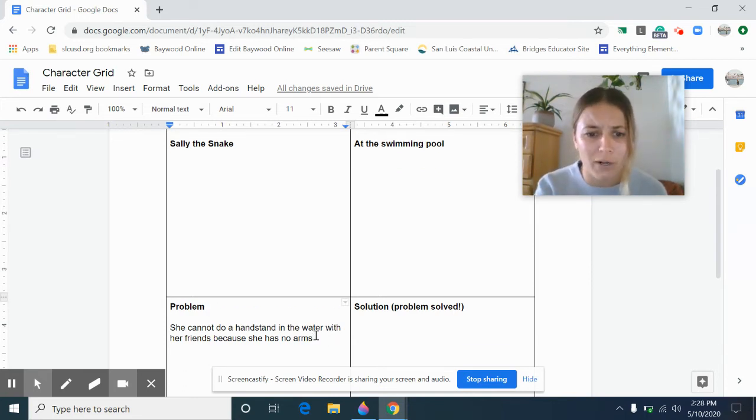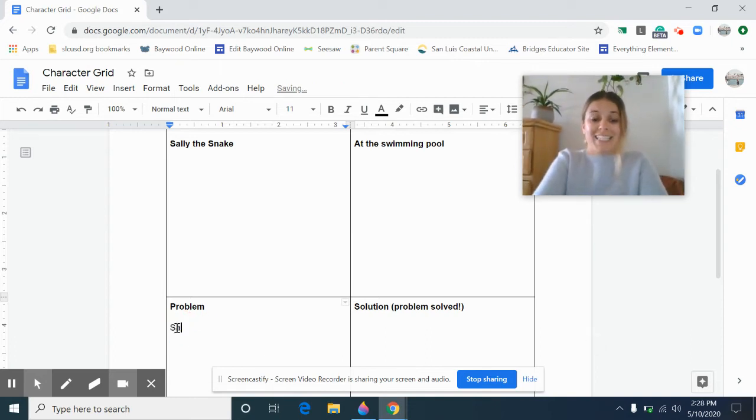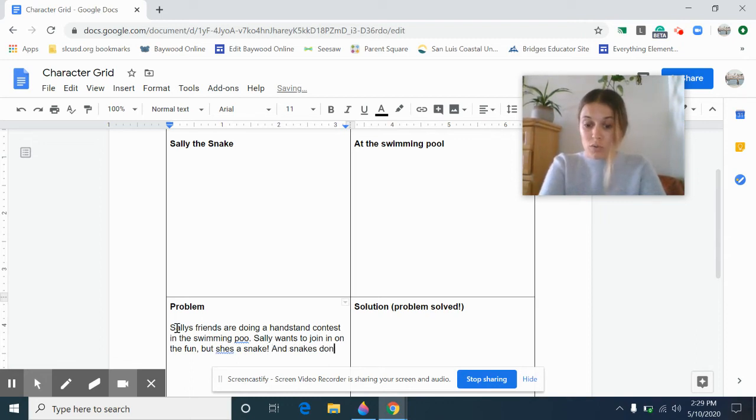Oh, maybe even better. Sally's friends are doing a handstand contest in the swimming pool. Sally wants to join in on the fun, but she's a snake, and snakes don't have arms. They can't do a handstand contest because they don't have arms, right? So that's going to be the problem.